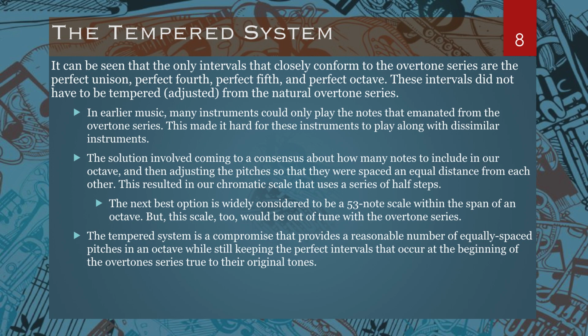And with electronic music, that does open some doors that weren't previously available to composers who want to start composing more advanced music that uses more notes than our traditional system. So the tempered system is a compromise that provides a reasonable number of equally spaced pitches in an octave while still keeping the perfect intervals that occur at the beginning of the overtone series true to their original tones.